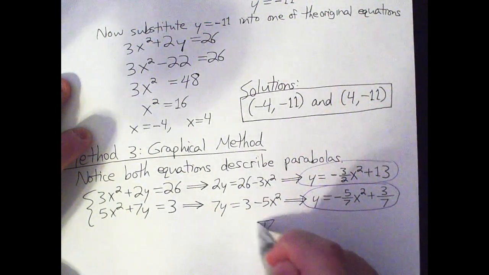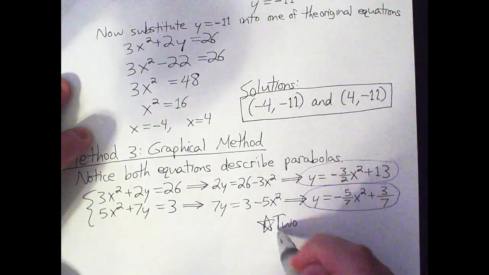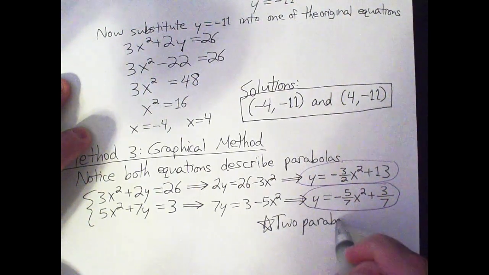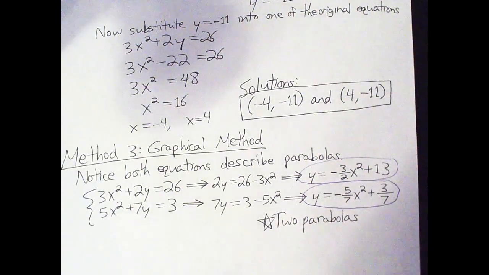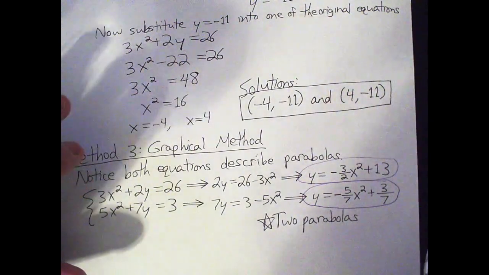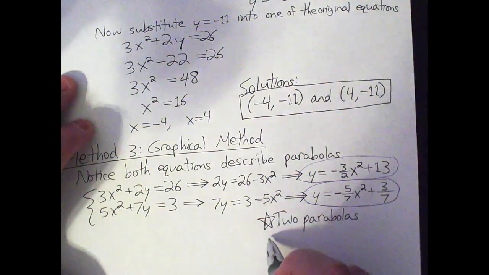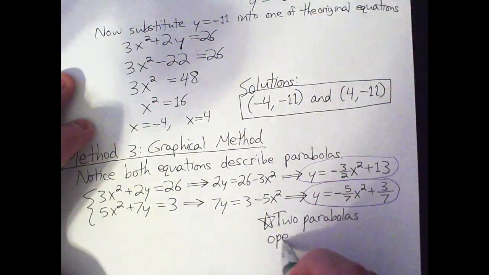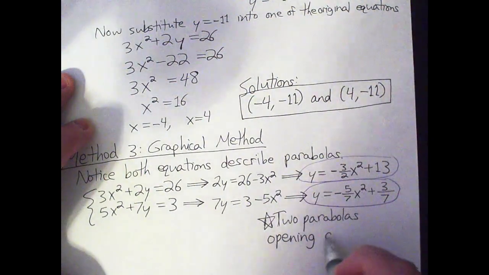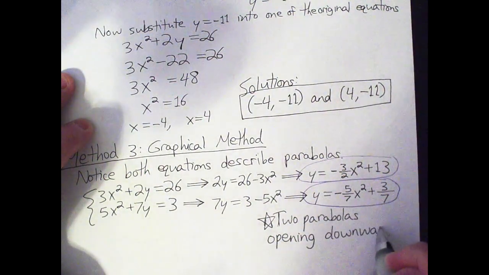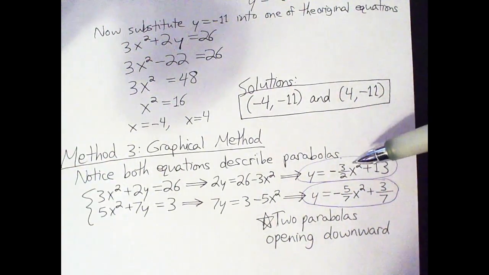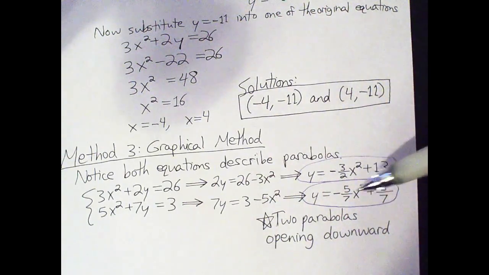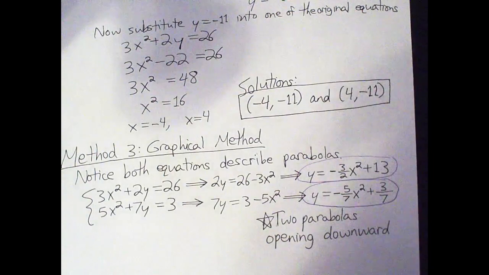These are two parabolas. I can tell because it's x squared, right? It's just y equals something times x squared plus a constant. These are quadratic functions. So they're two parabolas. Also, I noticed that they both open downward. Remember, a parabola can open upward or downward. I know that these open downward because there's a negative coefficient in front of them, negative 3 halves or negative 5/7. So yeah, these both open downward.